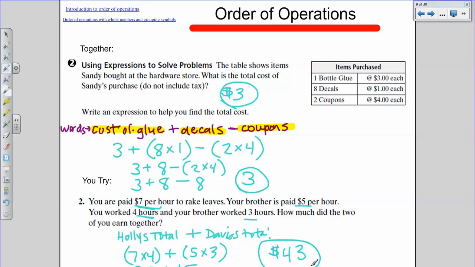All right. So this is the end of our lesson with using order of operations and using the order of operations to help us create an expression, then follow the order of operations to help us solve that. So we will see you next time.